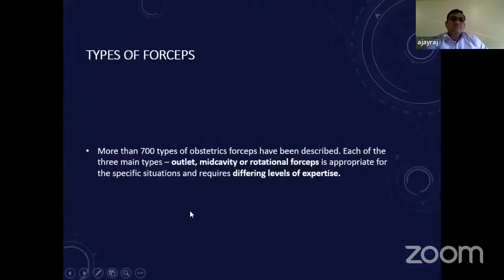Types of forceps. More than 700 types of obstetric forceps have been described. Each of the three main types, that is outlet, mid cavity or rotational forceps, is appropriate for specific situations and requires differing levels of expertise. Nowadays, outlet forceps are routinely applied, and mid cavity and rotational forceps are extinct.